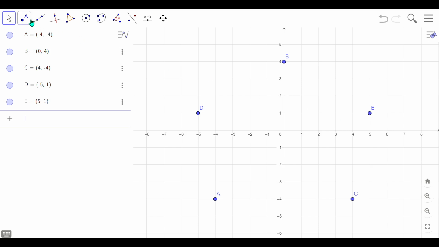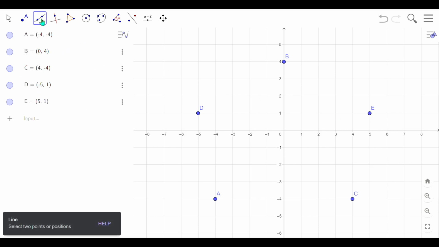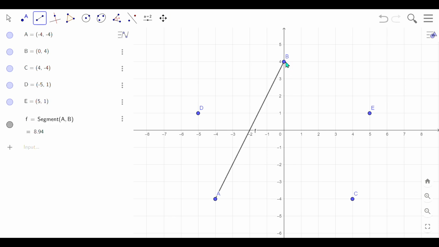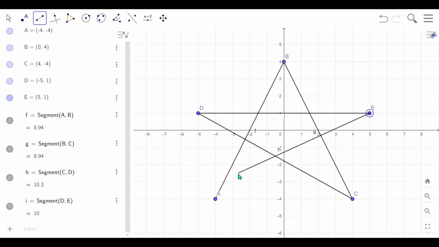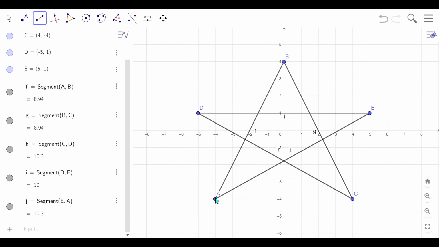Now we're going to make use of line segment, this one. So from point A to point B, to point C, to point D, point D to point E, and point E again to point A to close the figure. There you have it. We were able to form a star.